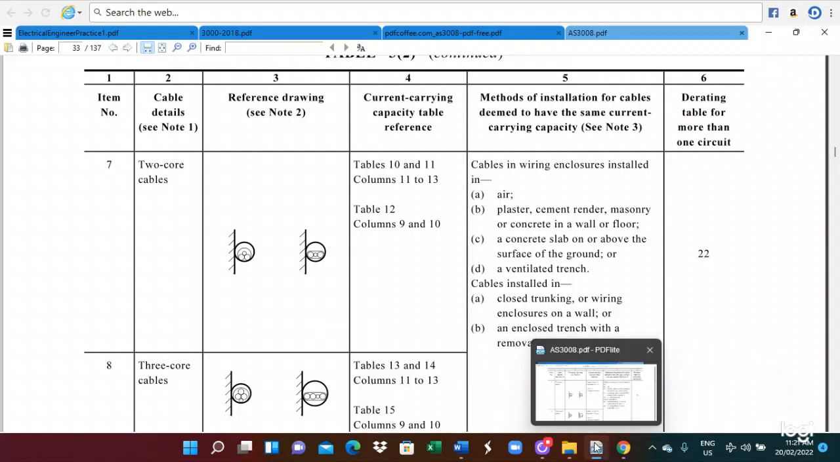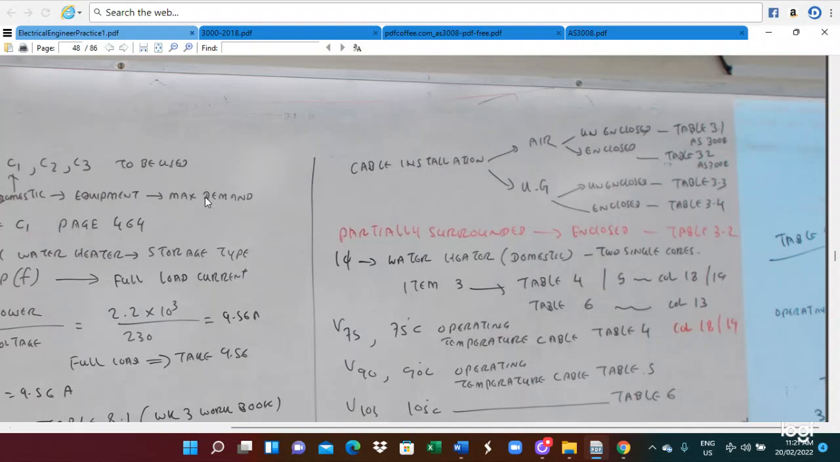In this case, for the water heater, all the electric cable has to be worked with insulation. The thermal insulation has to be wrapped on the cable supplied to the water heater. Therefore, they will utilize it. The cables are running in the air and are also well insulated, so they are enclosed, and table 3.2 has to be utilized.